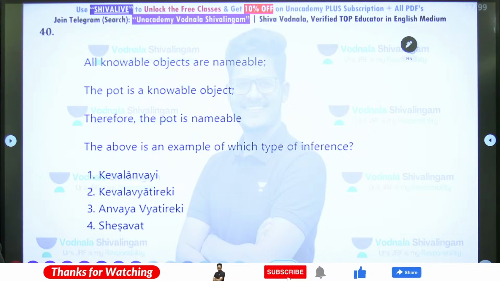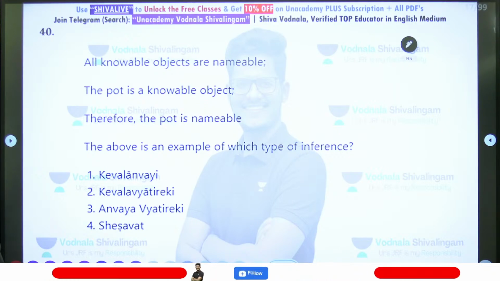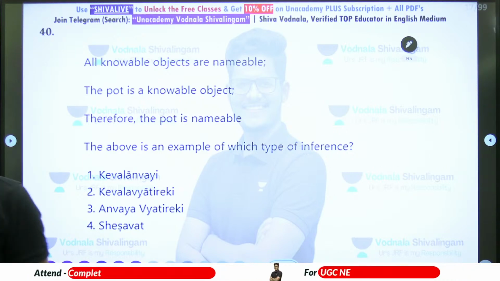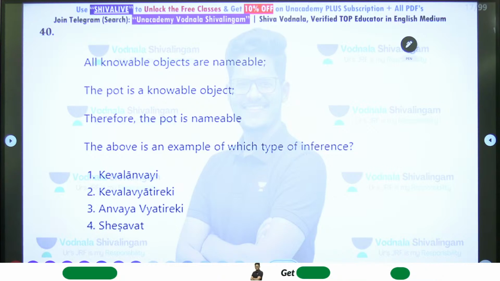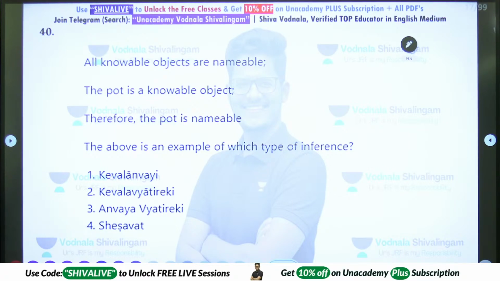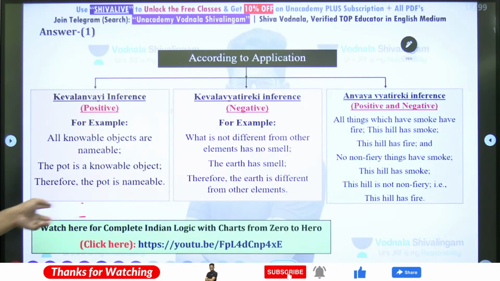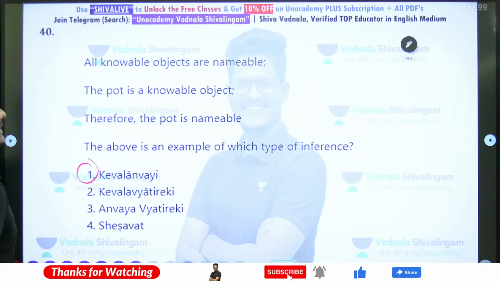All knowable objects are nameable. The pot is a knowable object. Therefore, the pot is nameable. Which type of inference? Yes, correct Shalini. The reverse is not possible. We can infer only in one way. Vice versa is not possible. Option 1 is the correct answer.